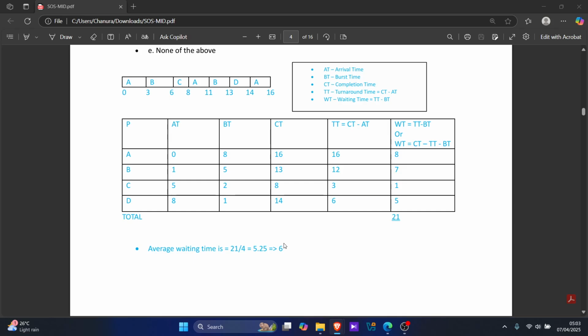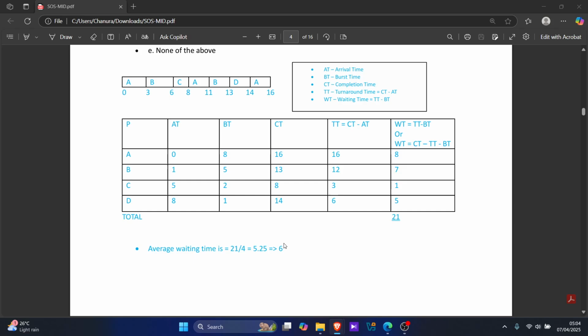Time 14, run A 14 to 16. A done. Waiting time A, 3 to 0 waiting before first run? No, A started immediately. Then after first preemption, waited from 3-8. Then after 11, waited from 11-14. Total 5 plus 3 equals 8. Total waiting times, A8, B7, C1, D5. Total equals 21. Average equals 5.25. So answer is E none.